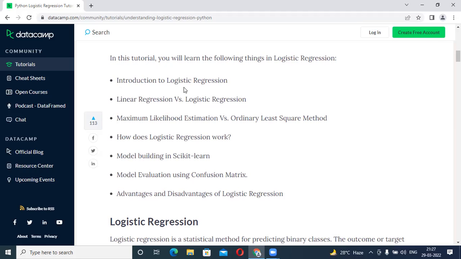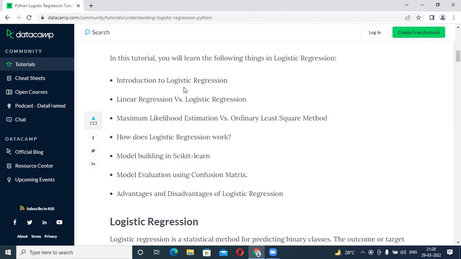Then maximum likelihood estimation and the ordinary least squares method. We will see the estimation process and model building, that is, how the model can be built using the scikit-learn library, and the evaluation of the model using a confusion matrix. We will discuss what a confusion matrix is, and with its help we will evaluate the model, that is, check how accurate the model I developed is. That can be determined by this confusion matrix.